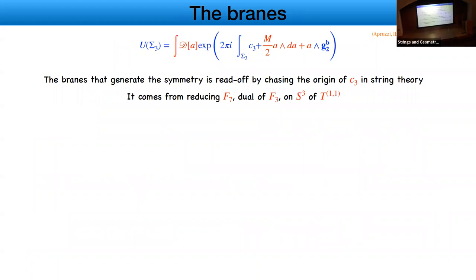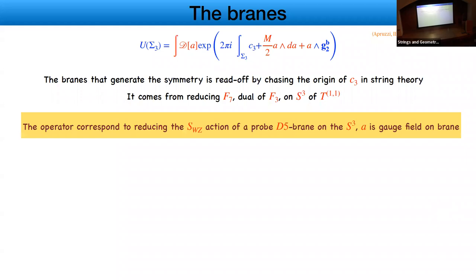Okay. So now the next question you can ask, how does this show up in the branes? I think Sakura will talk a little bit more about branes, so I'll try to be faster here. So you can ask, what are the branes that generate the symmetry? You can go back and look at where the C3 came from in our constructions. It came from reducing the seven-form flux that is dual to F3 on the three-sphere. So this exactly corresponds to the operators that you would get by taking D5 branes wrapped on the three-sphere. If I take a D5 brane wrapped on the three-sphere, then the leading term of such an operator is exactly going to be this C3.